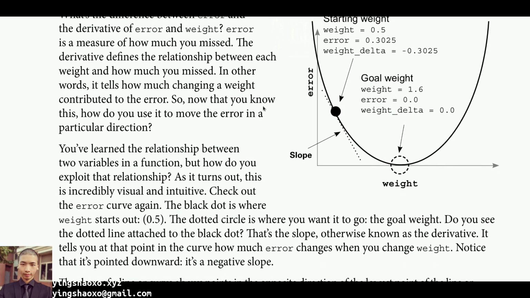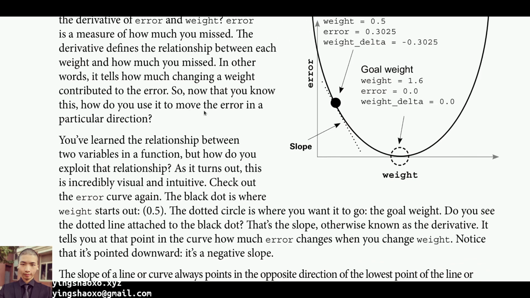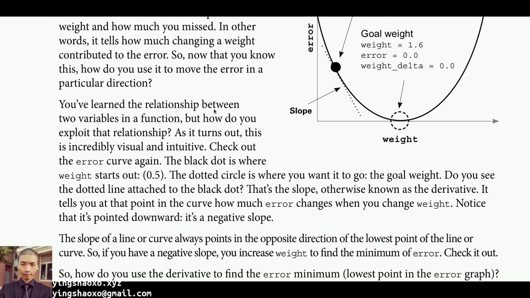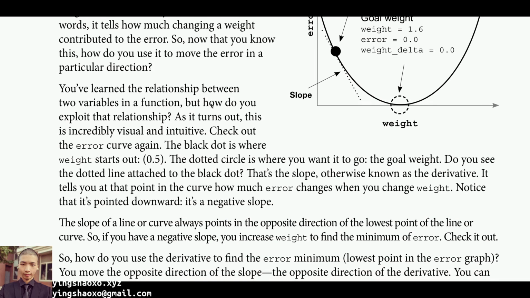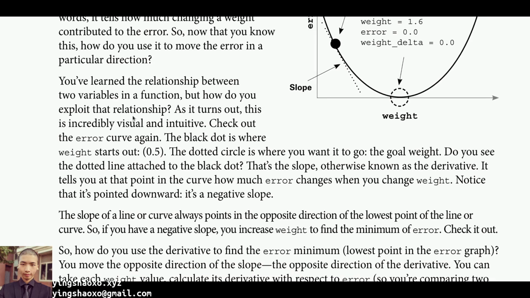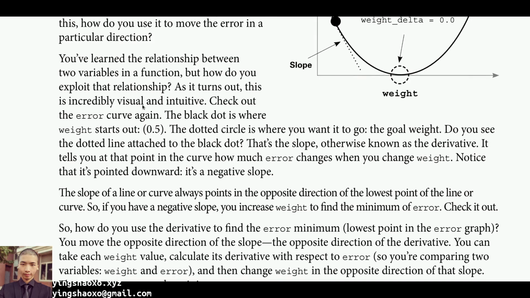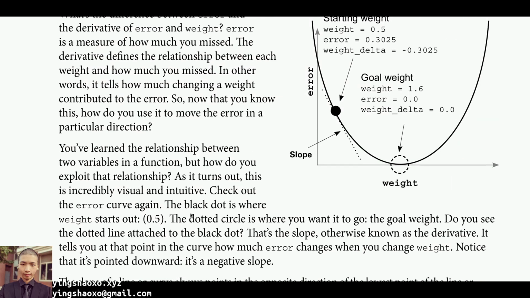So now that you know this, how do you use it to move the error in a particular direction? You have learned the relationship between two variables in a function, but how do you exploit that relationship? As it turns out, this is incredibly visual and intuitive. Check out the error curve again. The black dot is where the weight starts out, 0.5. The dotted circle is where you want to go, the goal weight.